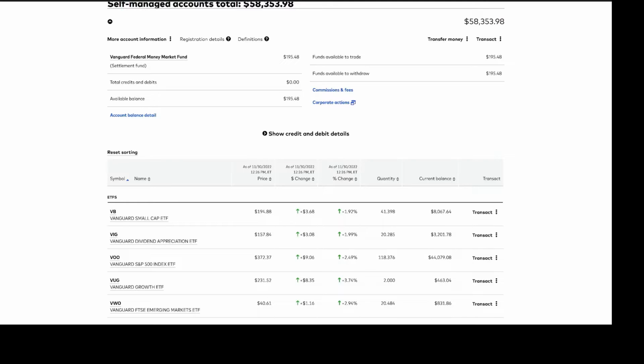If I click on this, you see the money market fund info. You see the holdings that I have. Let me make this bigger.